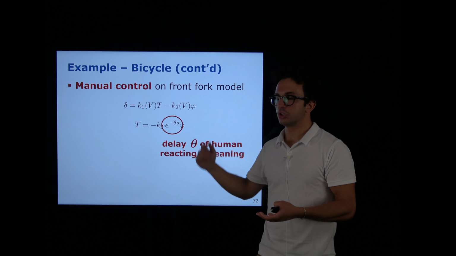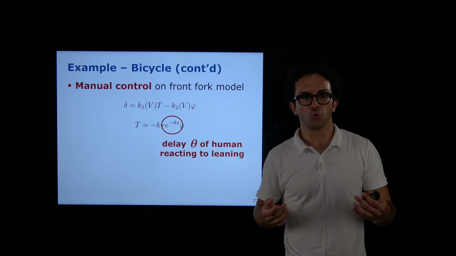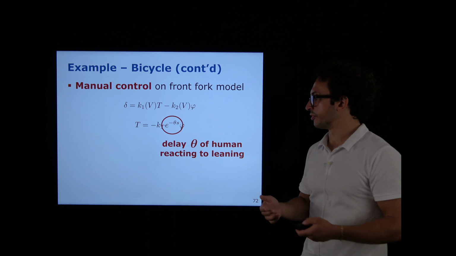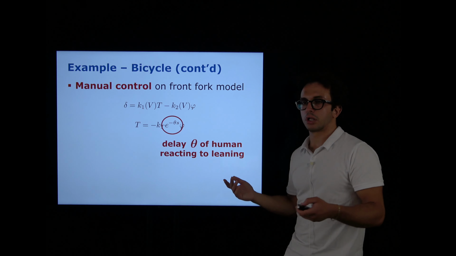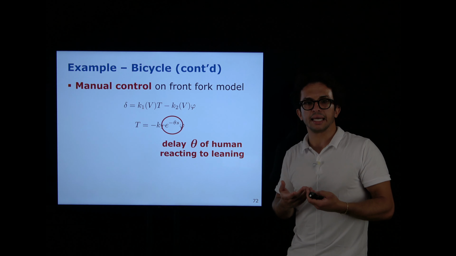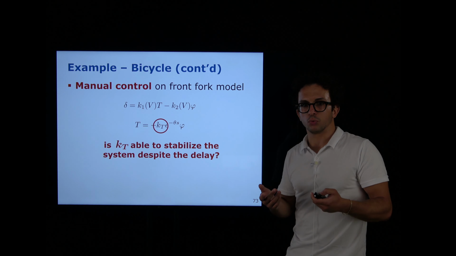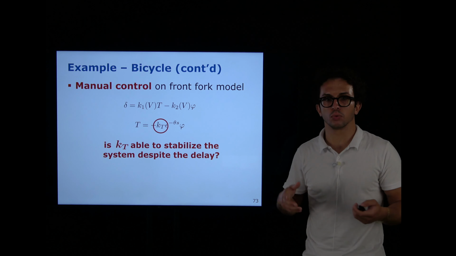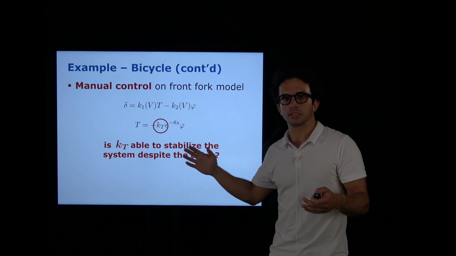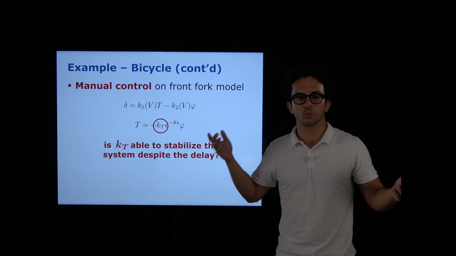So we introduced it in this example in order to also show you how a system with delay reacts and evolves. So first of all, what does a delay cause in a controller? We have this K, which is our controller. Are we able to stabilize this system despite the delay? Despite this term that we've never seen before, how does it work?